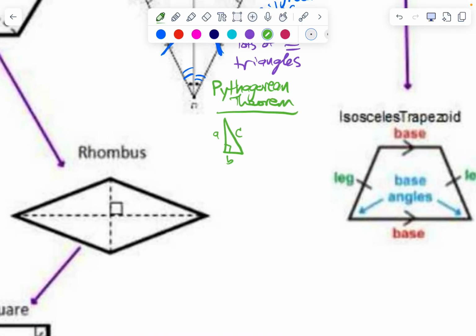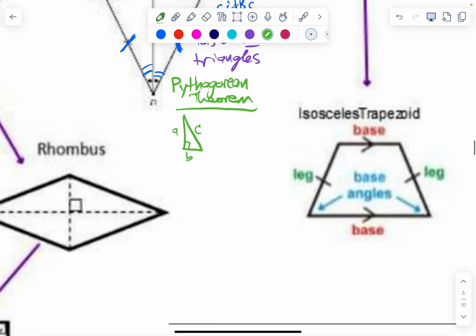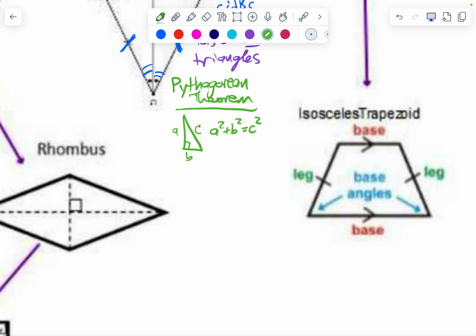What is the Pythagorean theorem? All right. 2 days with no homework. What the heck is going on here?